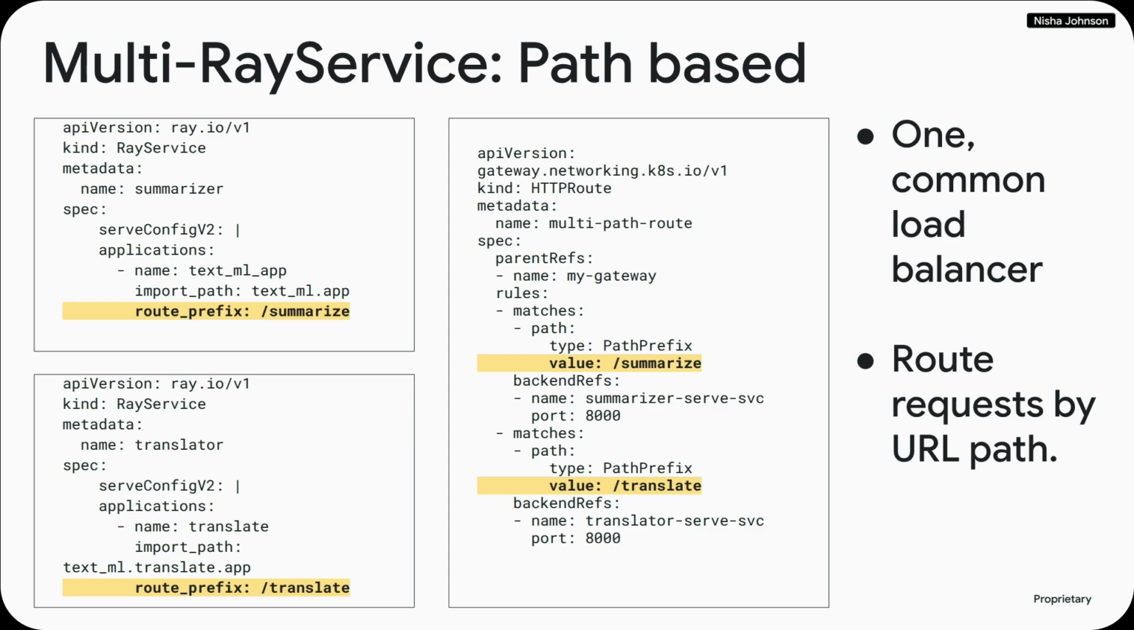So if a request comes in and it's for a summarizer, it would go to the specific Reve service that matches that URL path. And if it's for, let's say, a translator, it would go to a different Reve service.